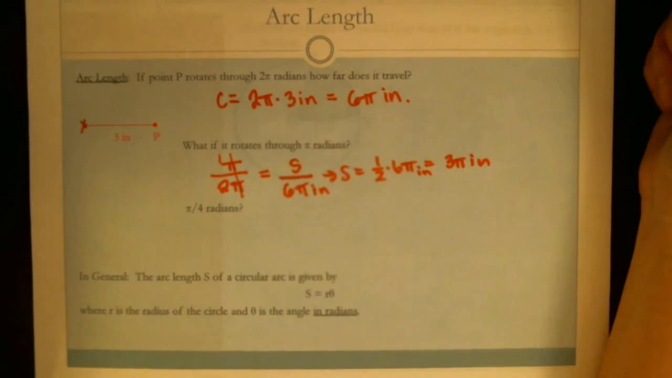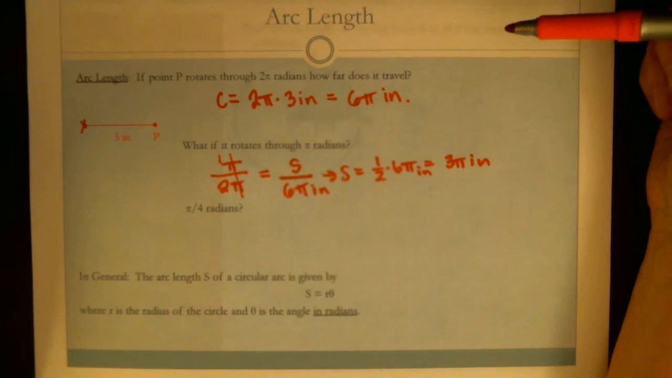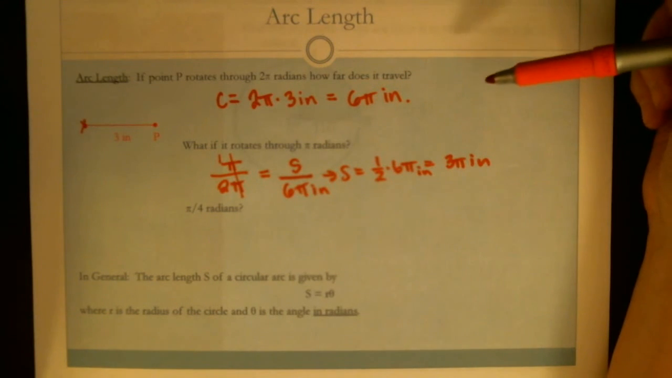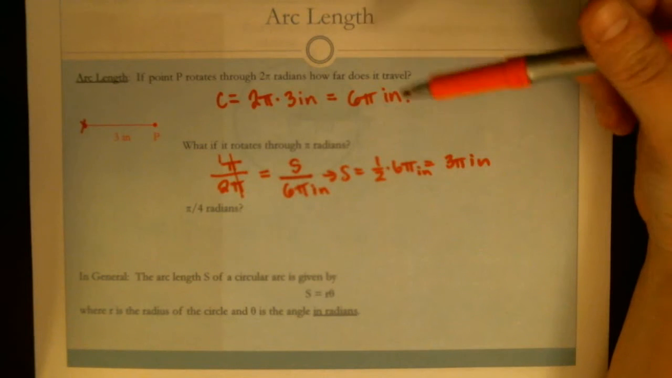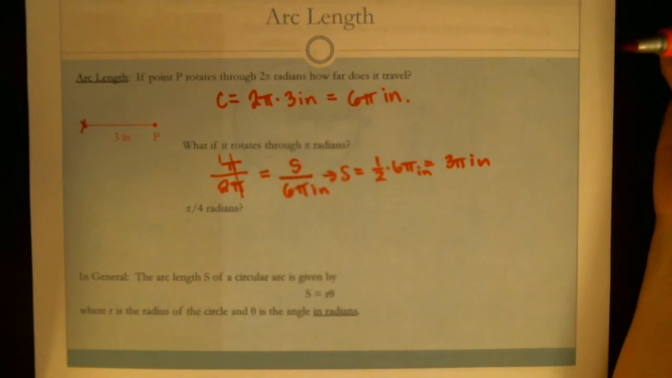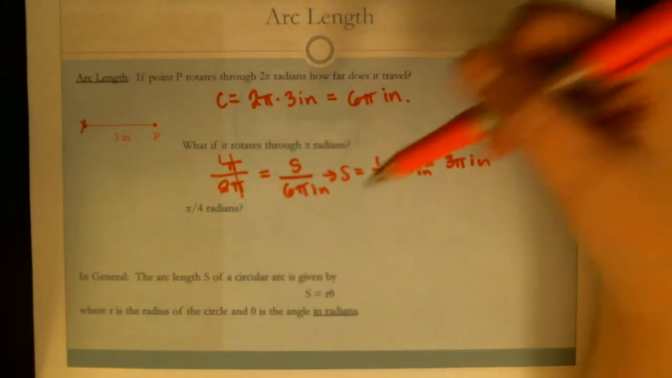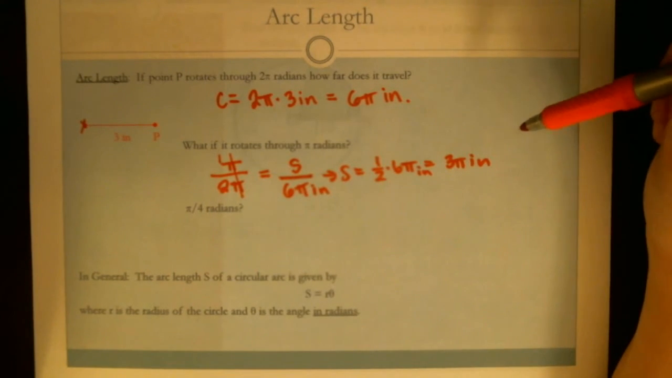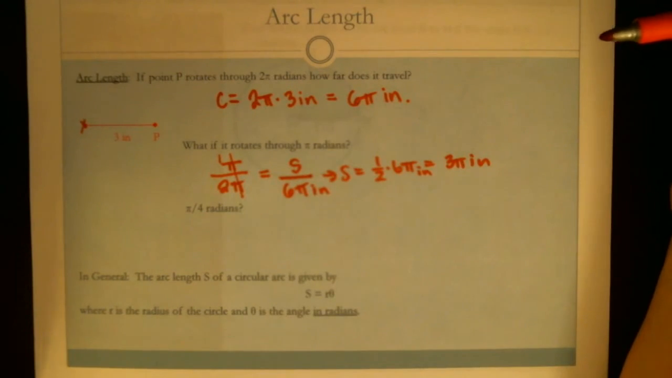Okay, so same question for pi over 4 radians, and again, I think that's probably nice enough that we could figure it out on our own. Pi over 4 is 1/8 of the way around, so if we took 1/8 of the circumference, we should get the right answer. But I'm going to again do it the long way because I want to set up something that will work in general, even when it's really not that clear to me what fraction of the circle I have.